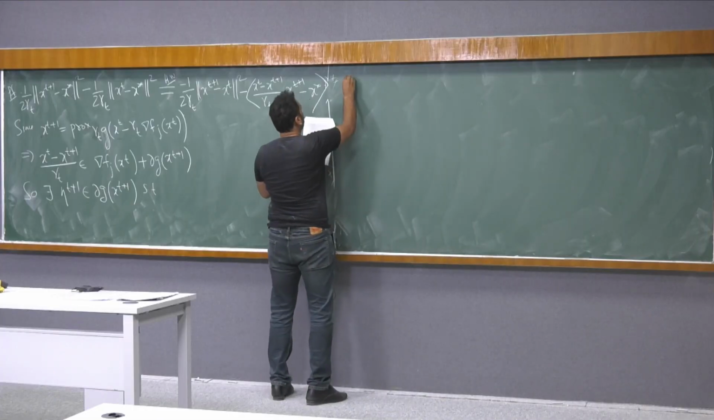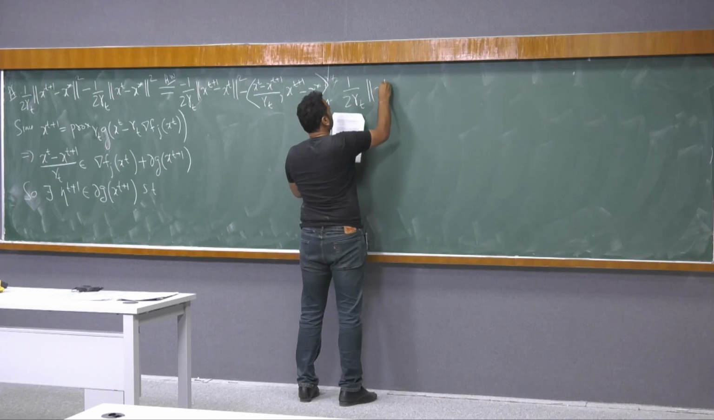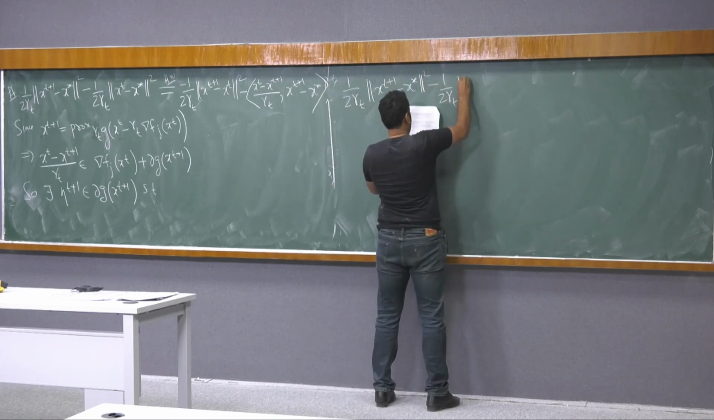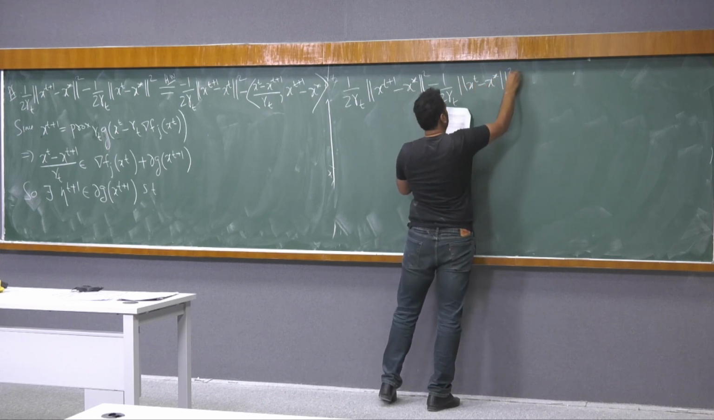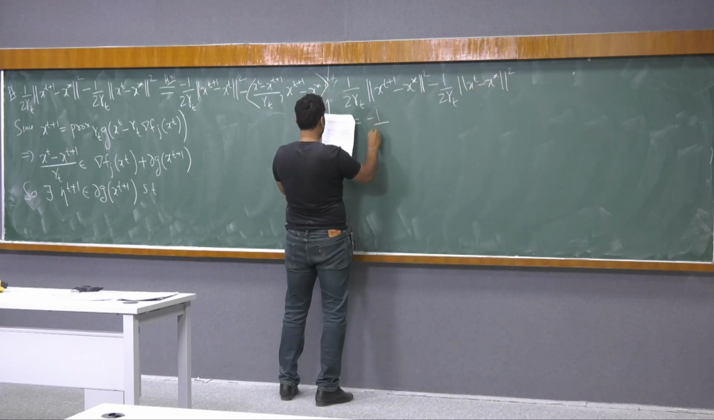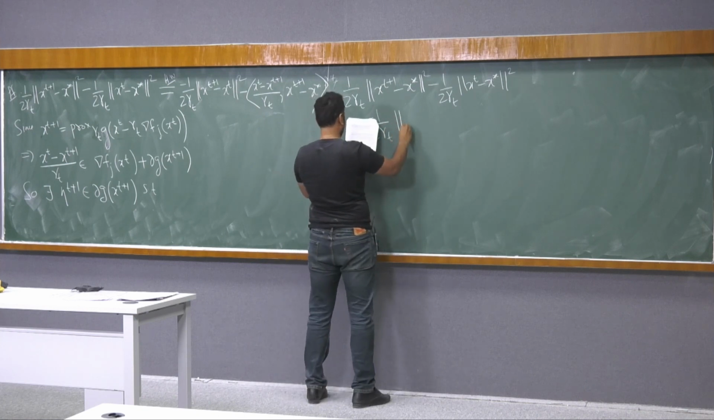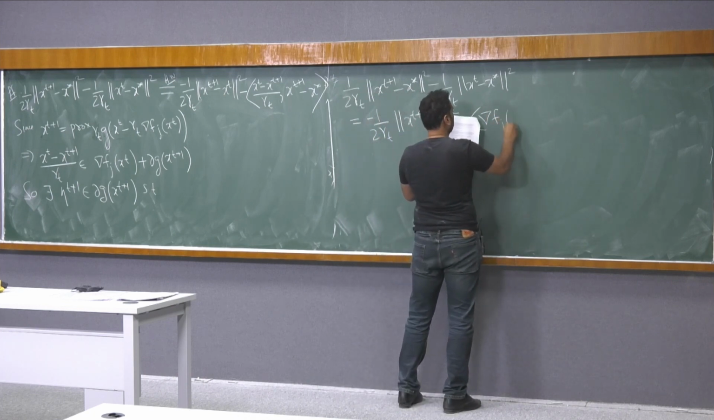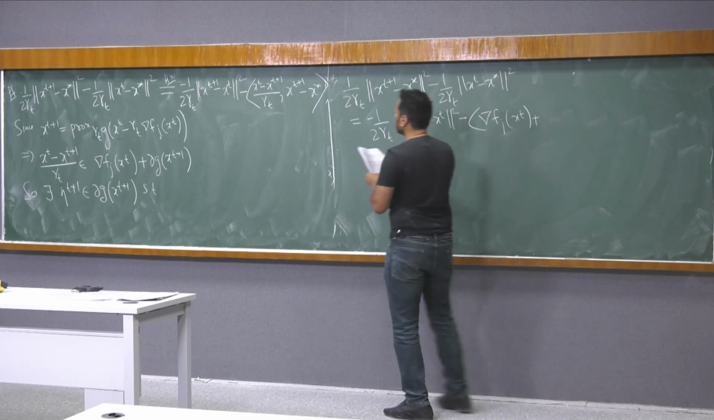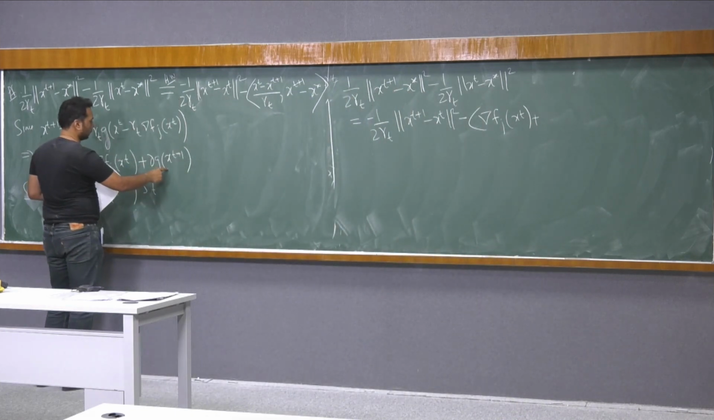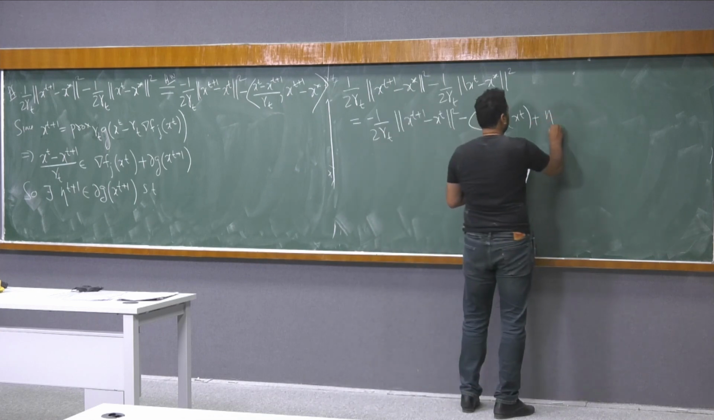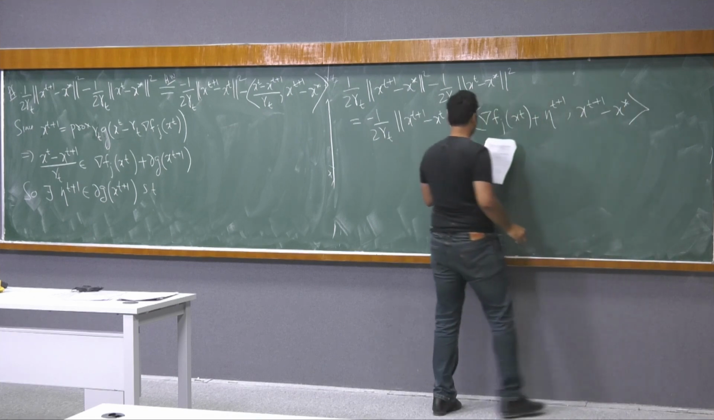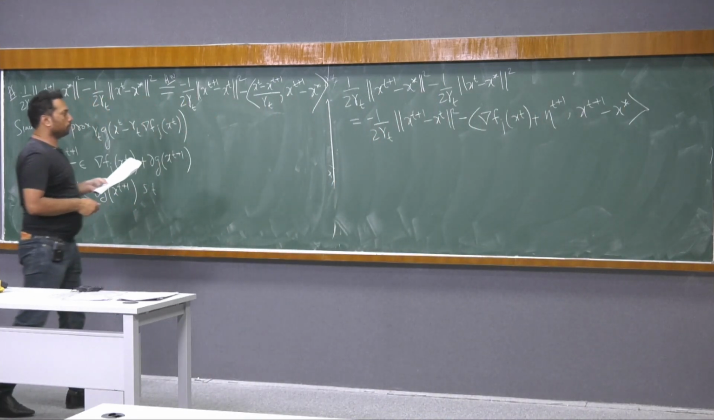So from this I can write 1 by 2 gamma t norm of x_{t+1} minus x star squared minus 1 by 2 gamma t norm of x_t minus x star squared, and this we have already written, that was left as homework, which is equal to the norm of x_{t+1} minus x_t squared, minus grad f_j x_t, and now I'm writing it as grad f_j x_t, and then there is eta_{t+1} and x_{t+1} minus x star. So does this simplify?